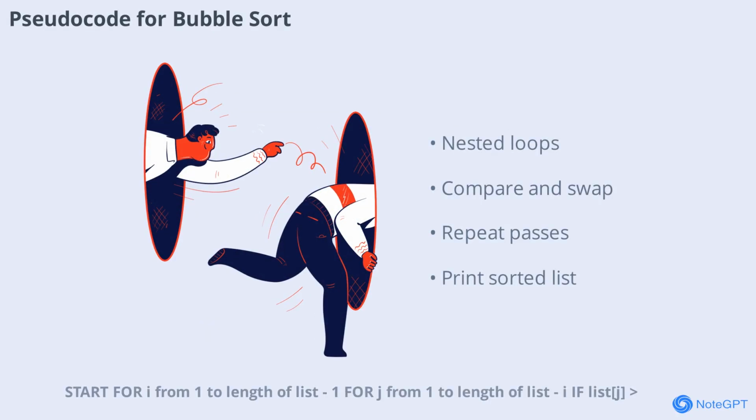Start. For i from 1 to length of list minus 1. For j from 1 to length of list minus i. If list j is greater than list j plus 1, then swap list j and list j plus 1. End if. End for. End for. Print sorted list. End. This structure makes the sorting process clear and easy to implement.